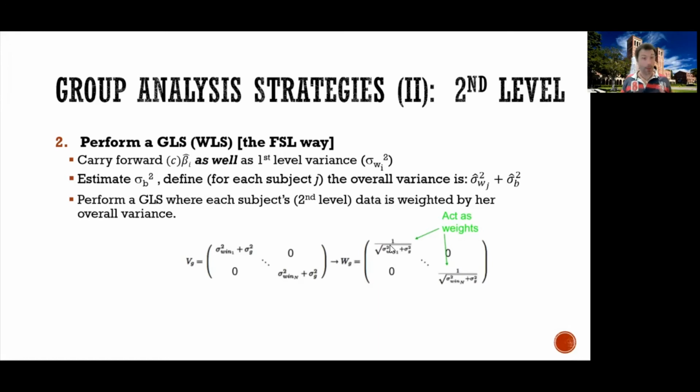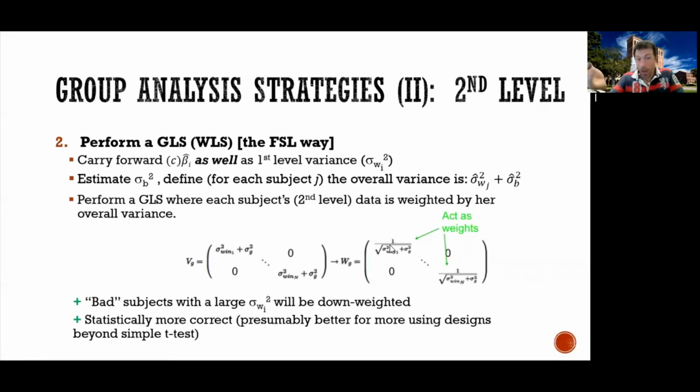So again, if you do a weighted least squares, if you include the within subject error at the group level, then the summary statistic approach is identical to the all-in-one, but without all the inefficiencies of having to do the giant analysis. So this is great because bad participants, those with large variance within, will be downweighted. This adjusts for variance in performance in your participants.